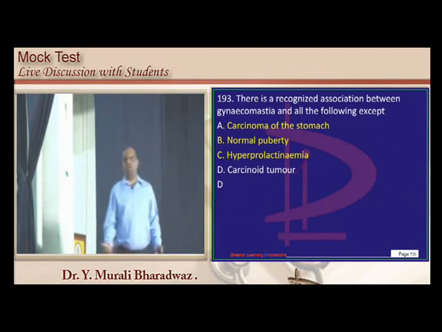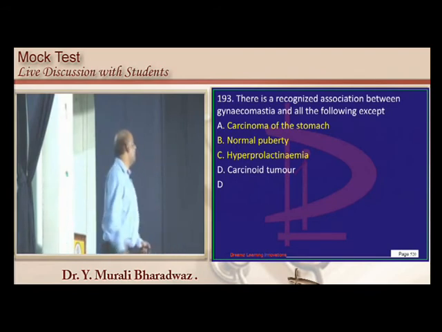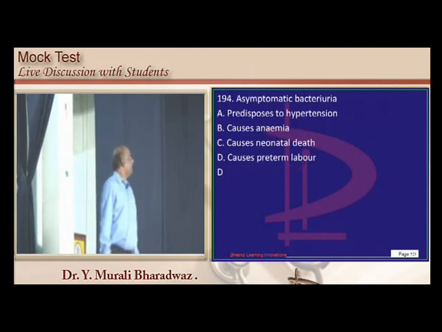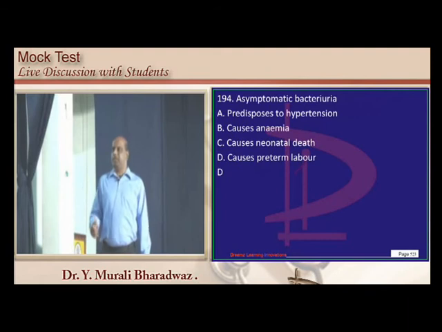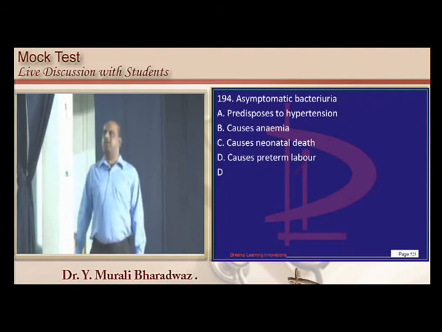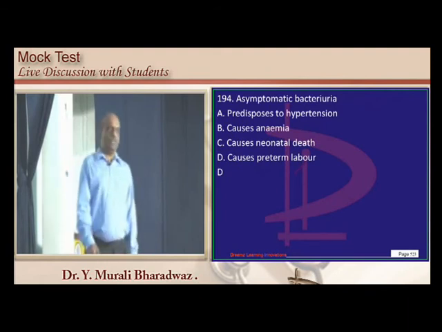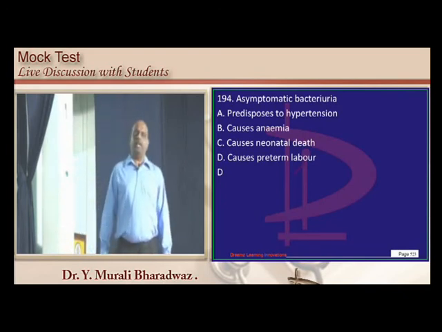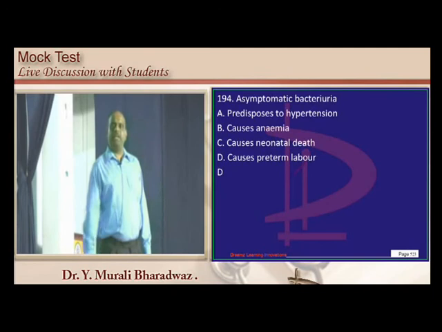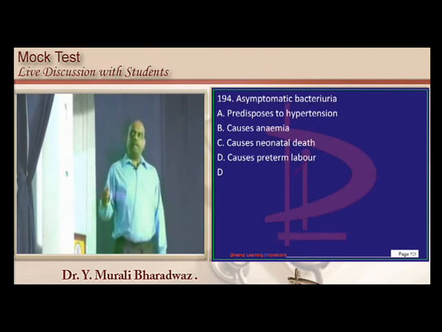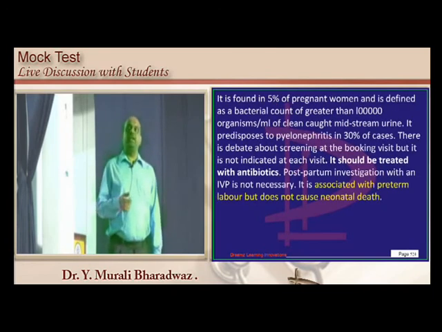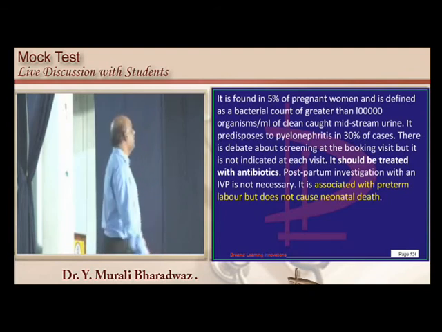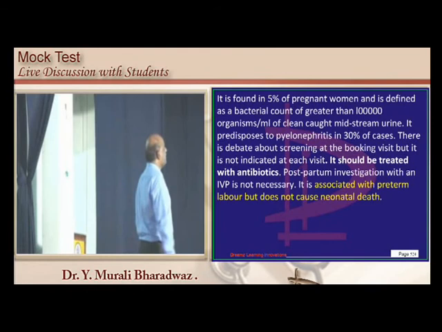Gynecomastia can be normal in puberty, due to hyperprolactinemia, or it can also occur in carcinoma of the stomach. Asymptomatic bacteriuria is implicated as one of the important causes of preterm labor. That's the reason you must get a urine examination done in the early part of pregnancy, and finding bacteriuria is an indication for treating it. Otherwise it can predispose to preterm labor, is what you need to understand.